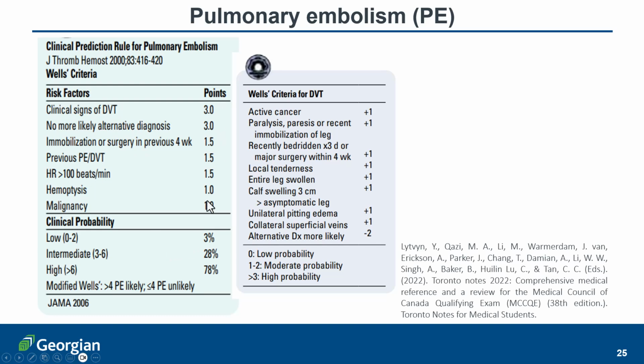So you add up all the points over here, and then if it's high, for example, if you have clinical signs of DVT, tachycardia, hemoptysis, immobilization, almost assuredly it is most likely pulmonary embolism, right? Whereas if you don't have any of these risk factors, if you don't have DVT, tachycardia, hemoptysis, then there's a very low probability that the underlying condition is a pulmonary embolism, right? So please go over this for yourself to see how pulmonary embolism is diagnosed.